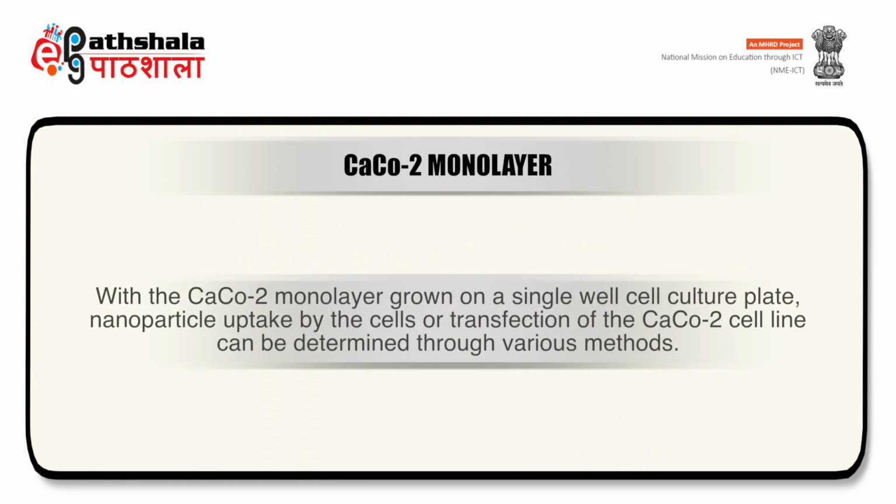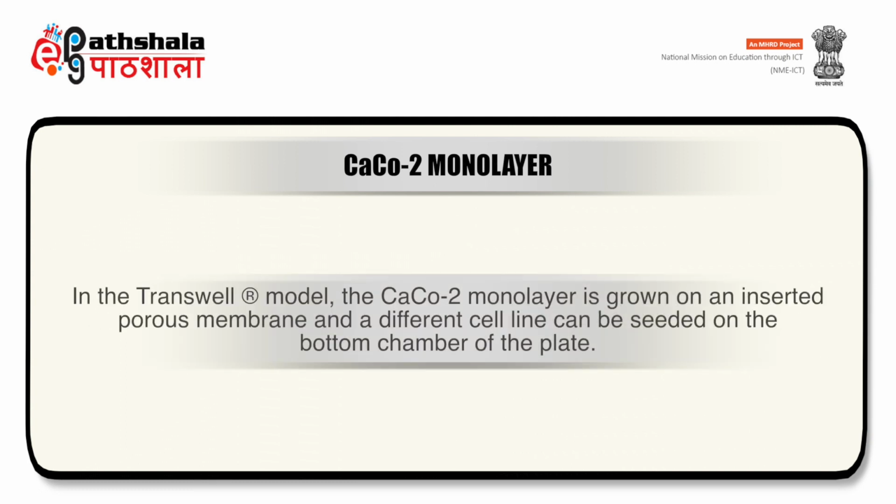With the Caco-2 monolayer grown on a single well cell culture plate, nanoparticle uptake by the cell or transfection of the Caco-2 cell line can be determined through various models. In this transwell model, the Caco-2 monolayer is grown on an insert porous membrane and a different cell line can be seeded on the bottom chamber of the plate.